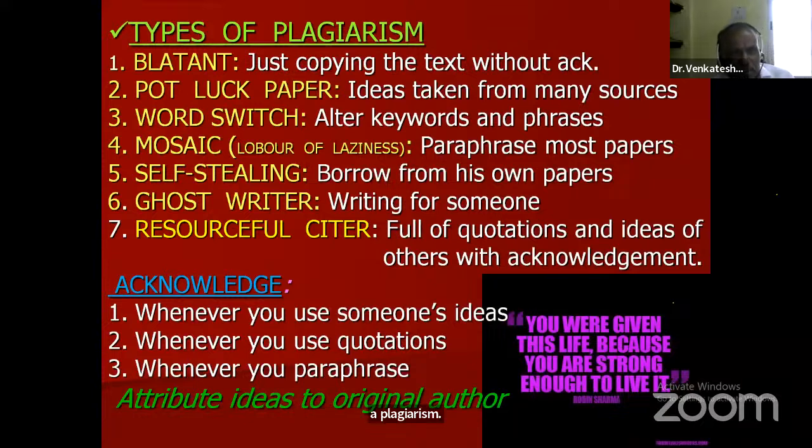So what types of plagiarism can a researcher or academician commit? Blatant plagiarism, potluck paper, word switch plagiarism, mosaic plagiarism, self-stealing plagiarism, ghostwriter plagiarism, resourceful citer, full of quotations and ideas of others with acknowledgement. That is also wrong. Whenever you use someone's ideas, you have to give acknowledgement to the original author. This is how to follow: whenever you use quotations or paraphrase, attribute the ideas to the original author.